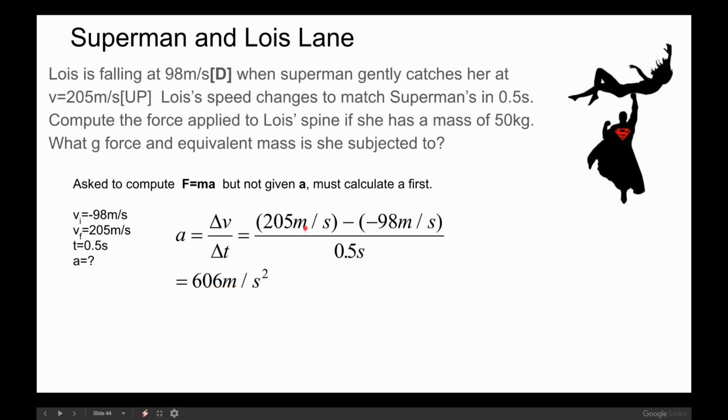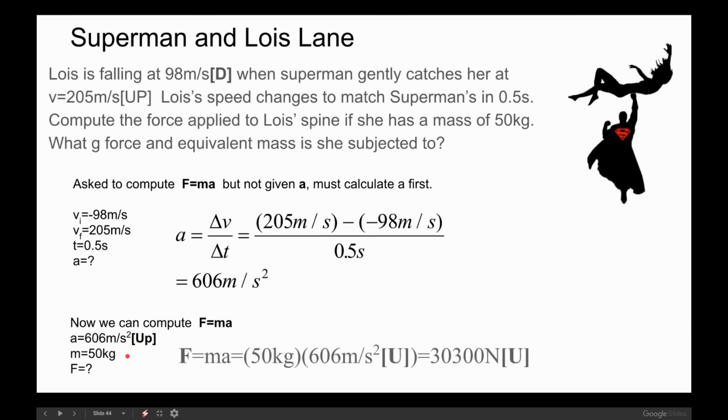So this. A rookie mistake would be to do 205 minus 98 because you just don't want to see that double negative. But remember, she's reversing speed. Now we can compute F equals ma. 606 meters per second squared up. We get 30,300 newtons.